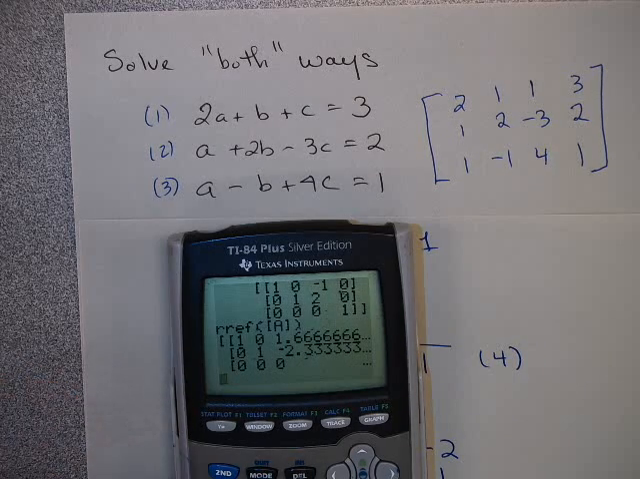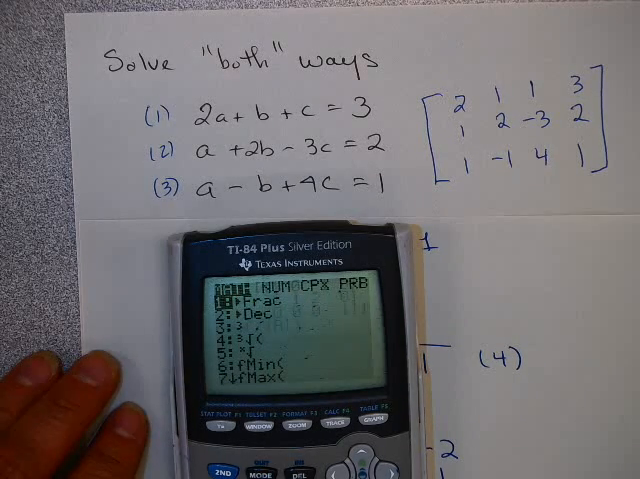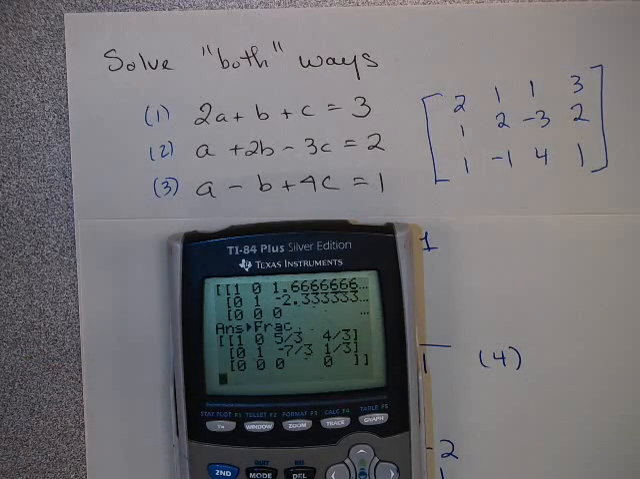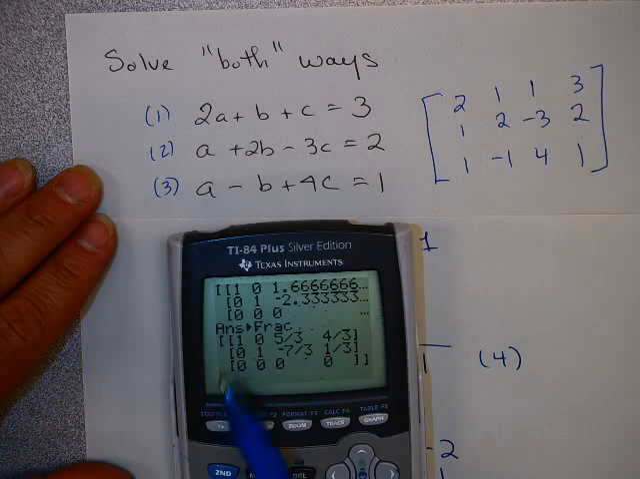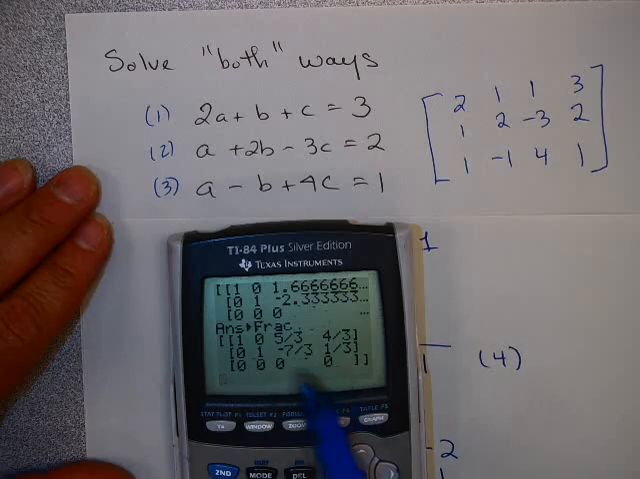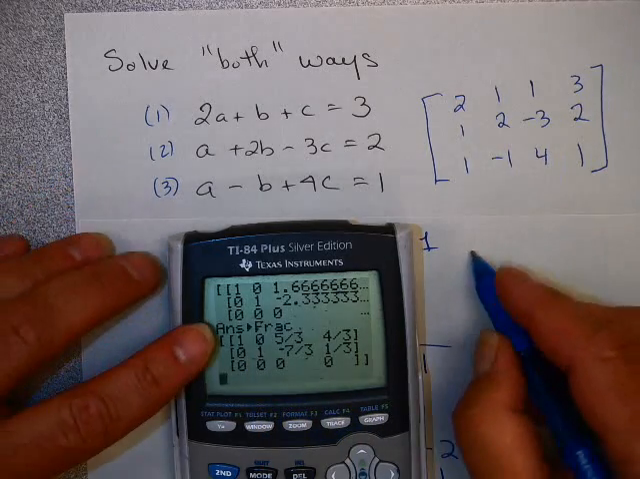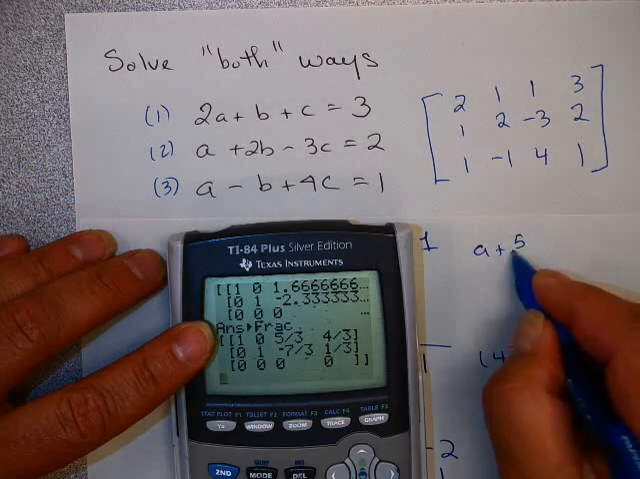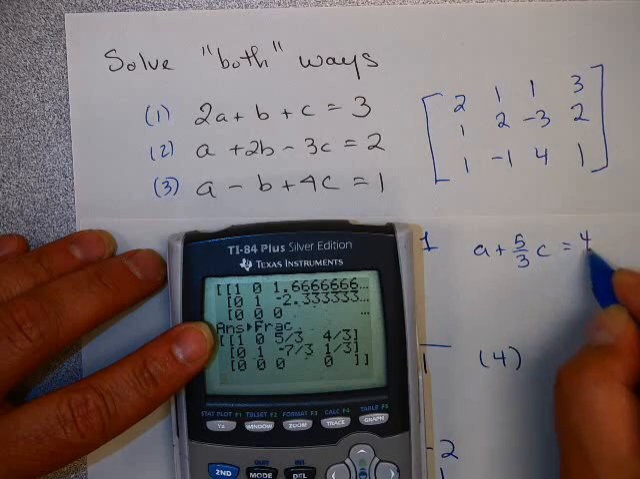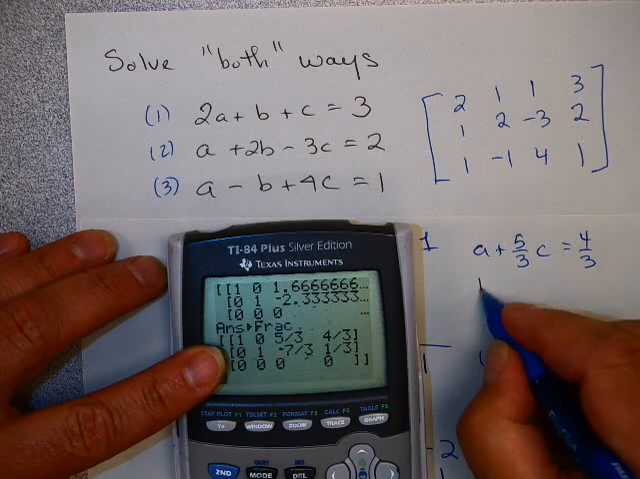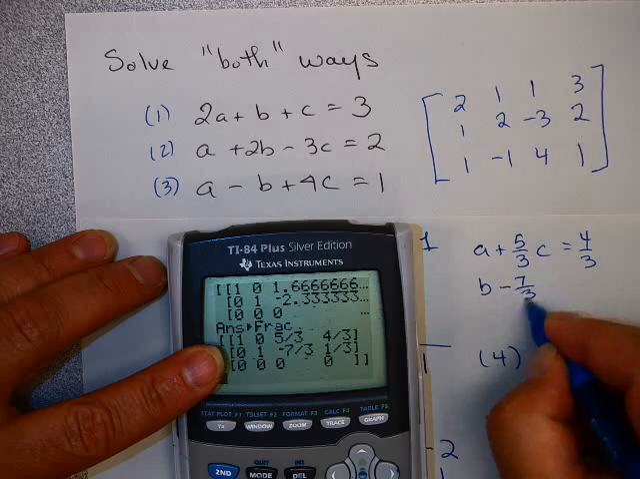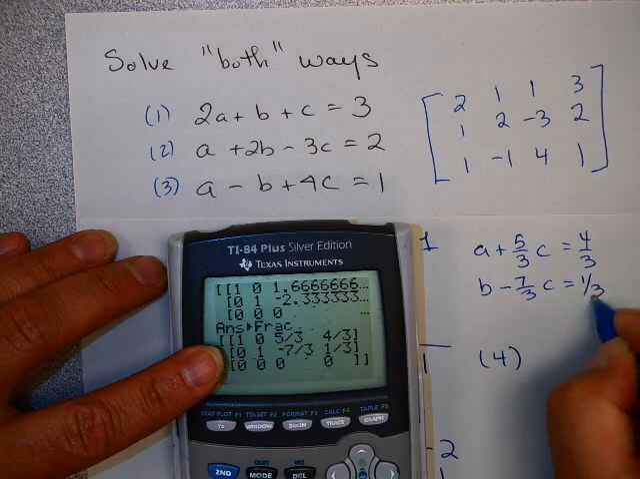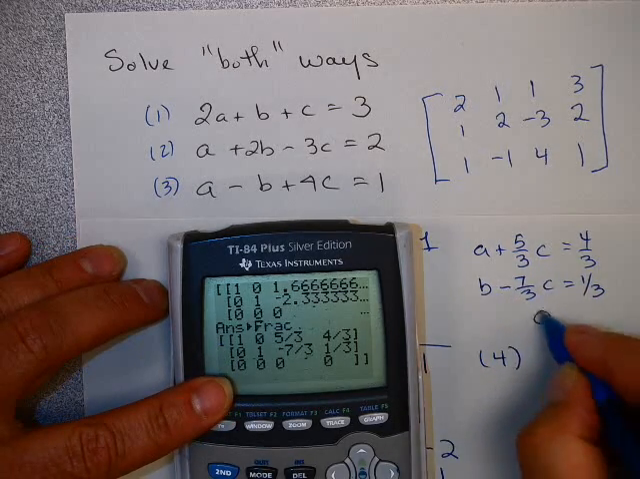Oh, that's hard to read. I'm going to hit math, number 1. Now I can read it a little better. Do you notice this bottom row is a row of zeros? This first column gives me A plus 5/3 C equals 4/3. This second row gives me B minus 7/3 C equals 1/3. And this last row gives you 0 equals 0.